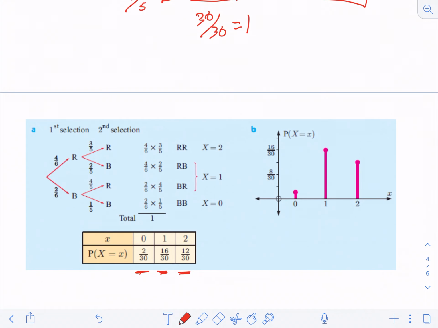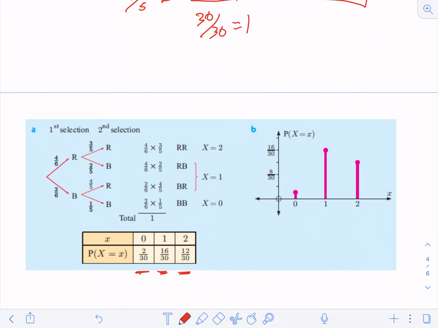So probability of me not getting red at all, pretty low, 2 out of 30. Of me getting 1 red, 16 out of 30. And then of me getting 2 reds, that's actually going to be 12 out of 30. And there we go. Make sense? All right, fantastic.